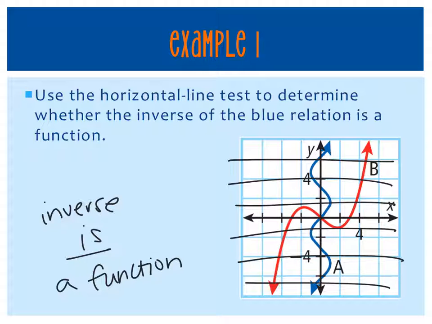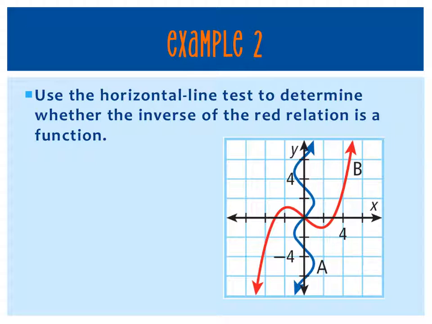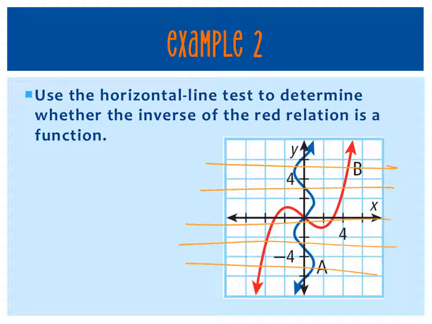You could just go top to bottom, or you could picture it in your head. If any horizontal line hits it at more than 1 point, then the inverse is not a function. The red one. Let me do a different color so you can see a little bit better. If I draw a horizontal line here, is it hitting that red graph at more than 1 point? No. How about here? How about here? If any of the lines hit it at more than one point, then it's no. So the inverse of the red graph is not a function.